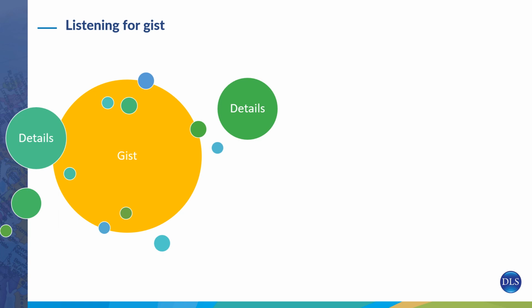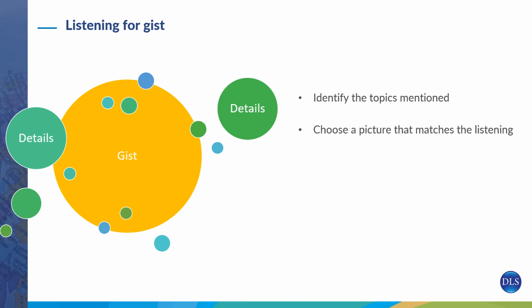So, what are some activities that you can do to listen for gist? One activity is that you can give the student a list of topics, have them listen, and then have them check the topics that are mentioned in the audio. Another gist listening activity is to give the student 2 or 3 pictures and have them choose the picture that best matches the listening. This is great for low-level learners.